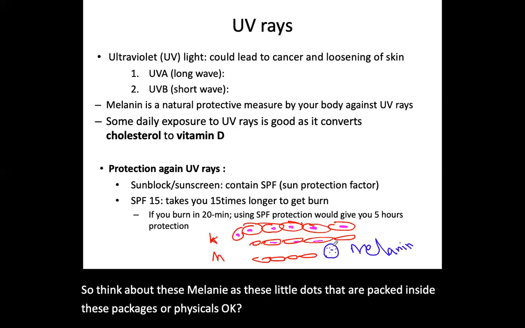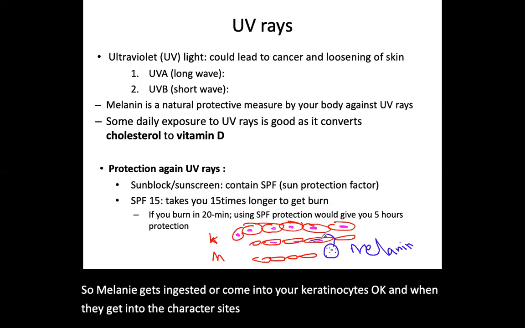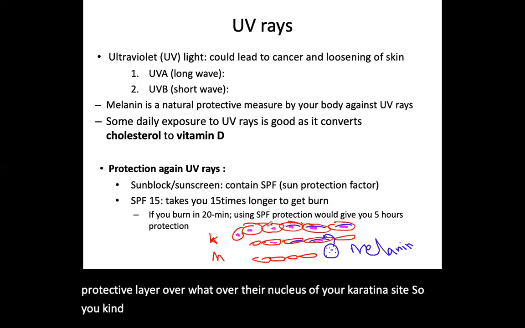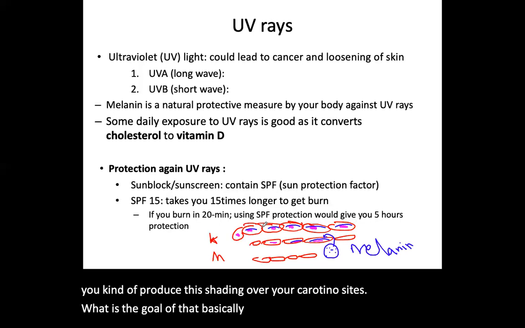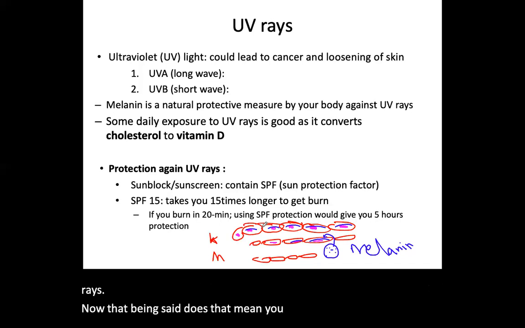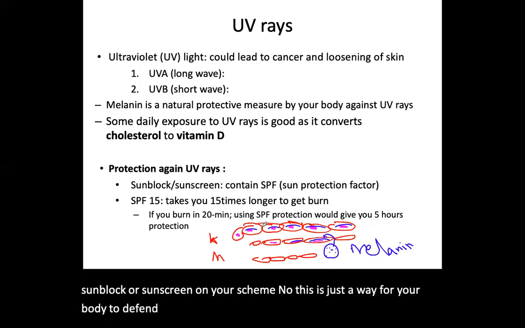So melanin gets ingested or comes into your keratinocytes, okay? And when they get into the keratinocytes, they literally form an umbrella or protective layer over what? Over the nucleus of your keratinocytes. So you kind of produce this shading over your keratinocytes nucleus. What is the goal of that? Basically, that provides a protection against UV rays. Now, that being said, does that mean you shouldn't have SPF or sunblock or sunscreen on your skin? No, this is just a way for your body to defend itself when there is no other protection.